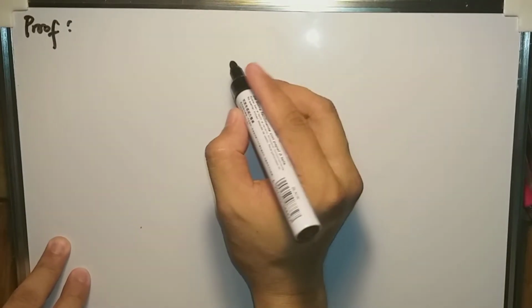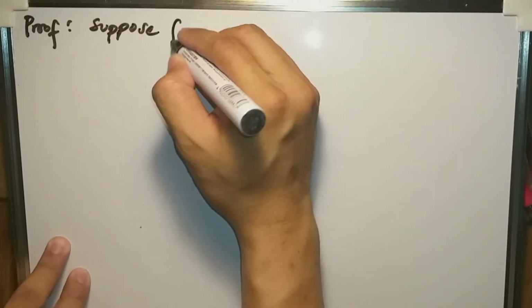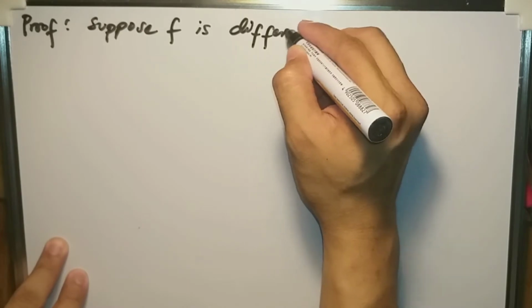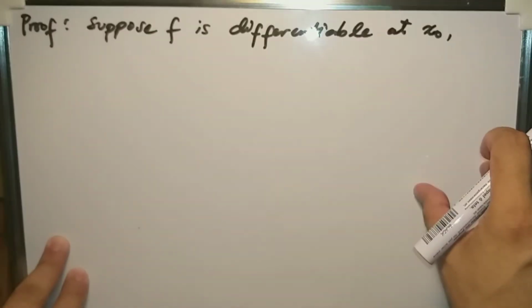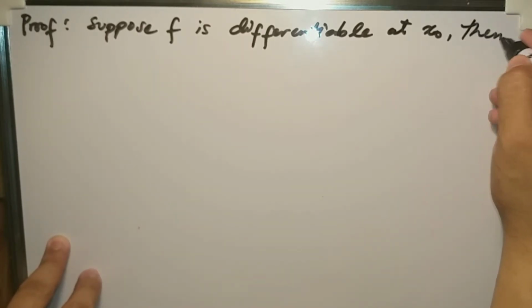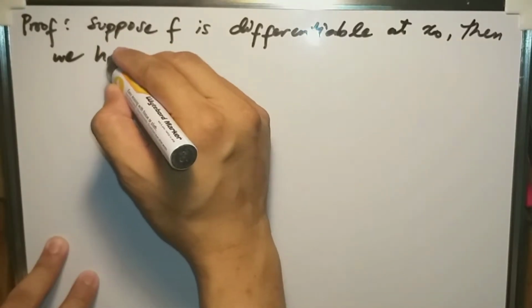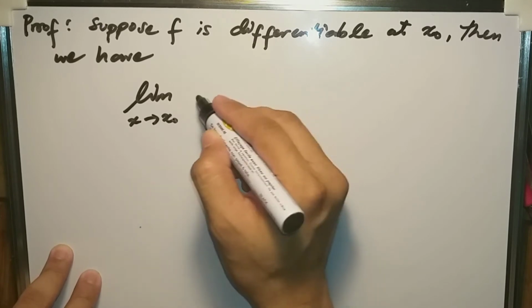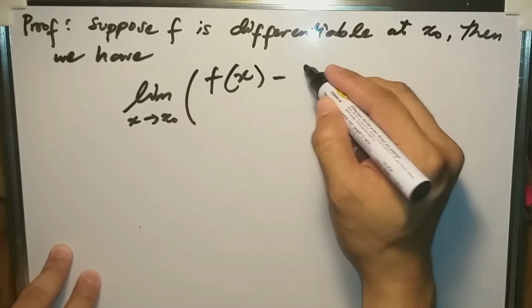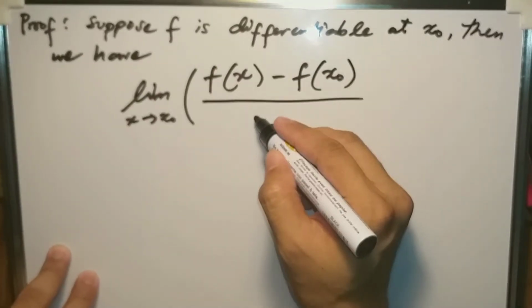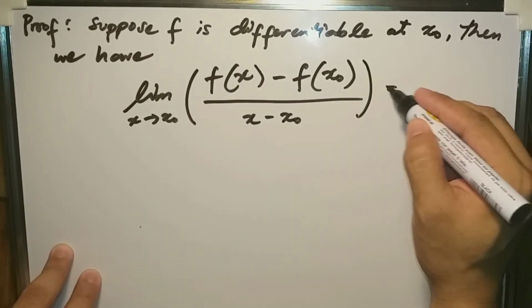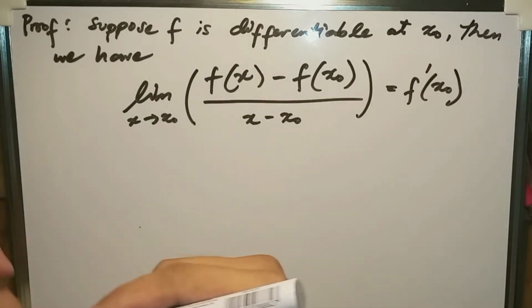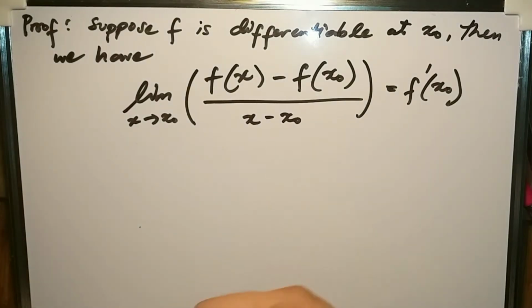Okay, so let us prove the theorem. Suppose f is differentiable at x naught, then we have the limit as x approaches x naught of f of x minus f of x naught all over x minus x naught, so that is equal to f prime of x naught. So here we will use the second definition of the derivative of a function.